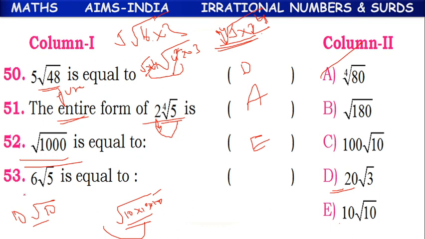Next. 6 root 5 equal to. If 6 goes inside the square root, it will become 6 squared. 6 squared into 5. 6 squared is 36. 36 into 5 means 180. So B option is the correct answer.